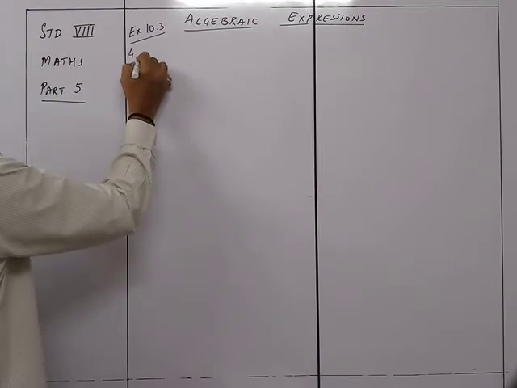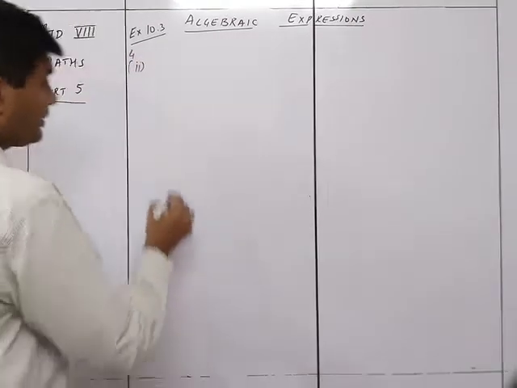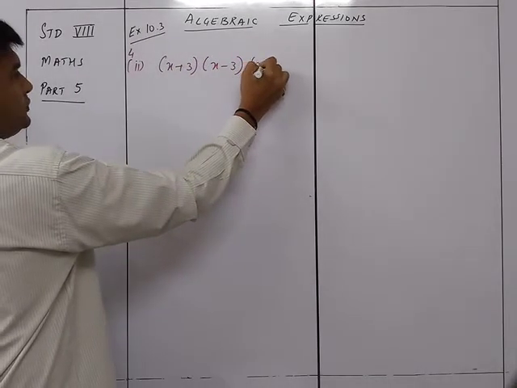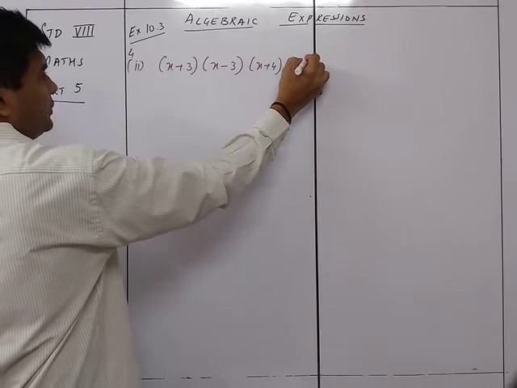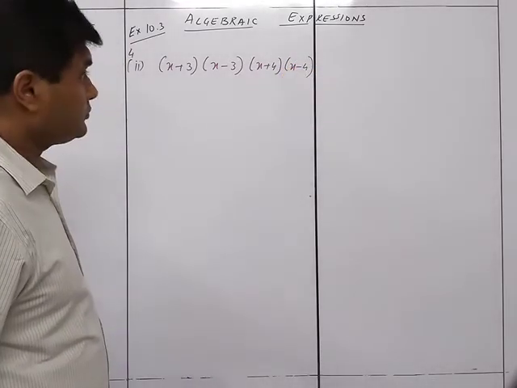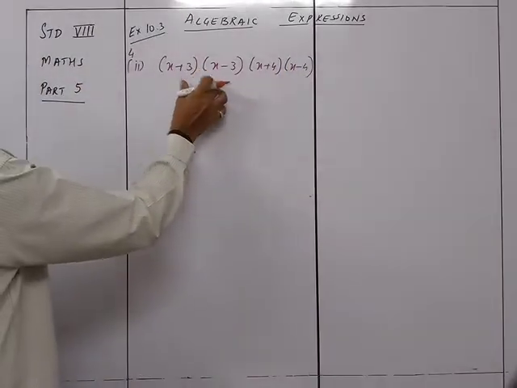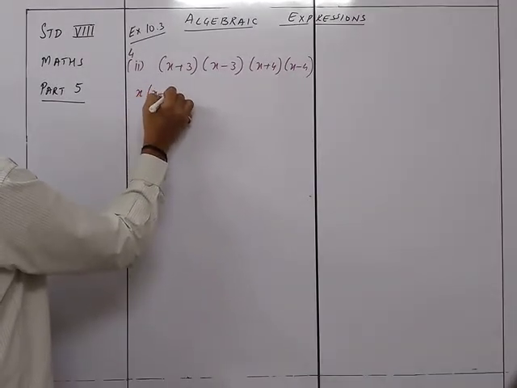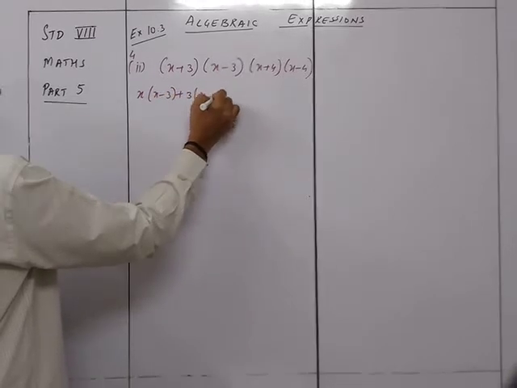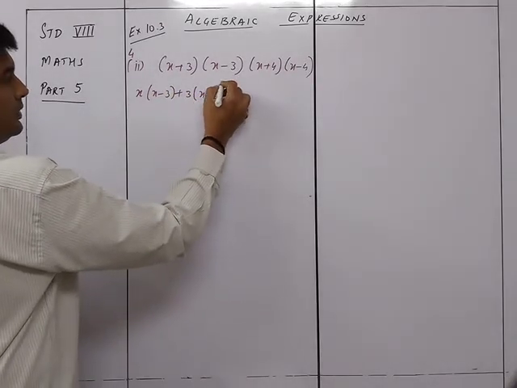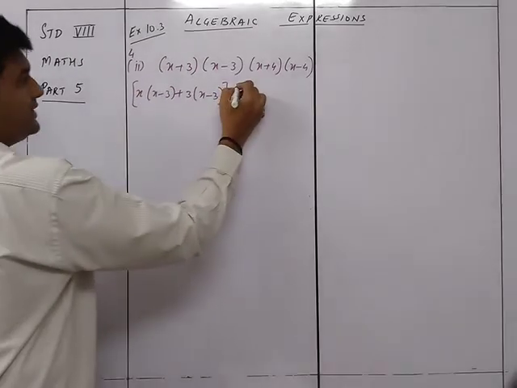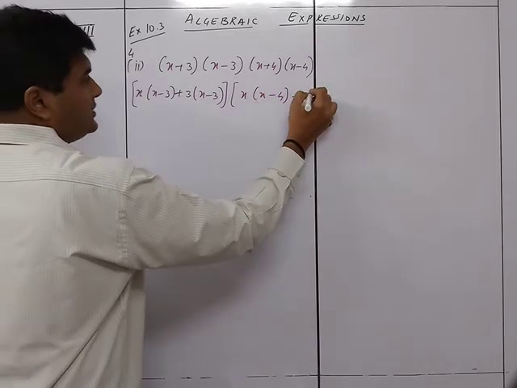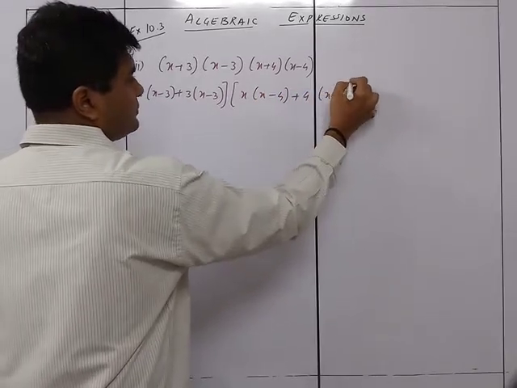Question number 4, second sum. x plus 3, x minus 3, x plus 4, x minus 4. We'll take these 2 and these 2 separately and multiply them first. So it is x into x minus 3 plus 3 into x minus 3. This is one bracket. In the second bracket we have x into x minus 4 plus 4 into x minus 4.